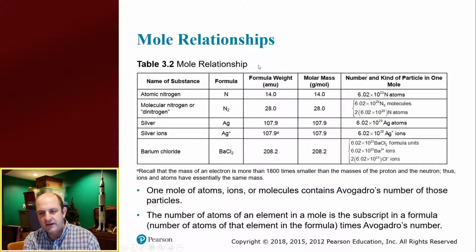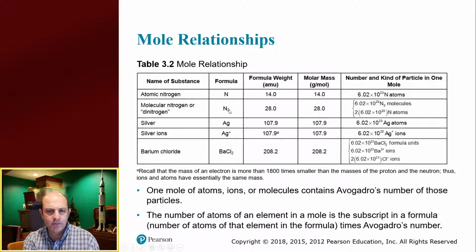All right, so we can then kind of sum up these molar relationships. And so we said, okay, if we have atomic nitrogen, just N, it's 14 AMU for the formula weight. It's 14 grams per mole for the molar mass. And in 1 mole, there's 6.02 times 10 to the 23rd nitrogen atoms.